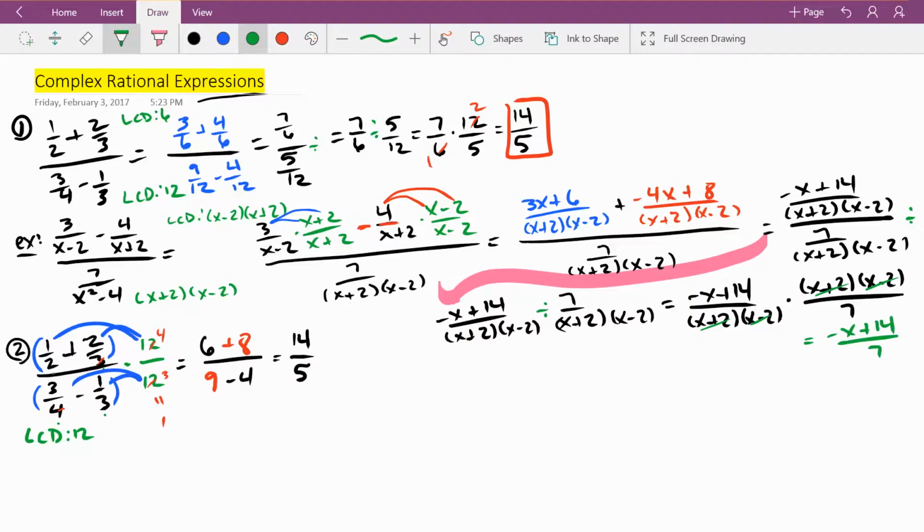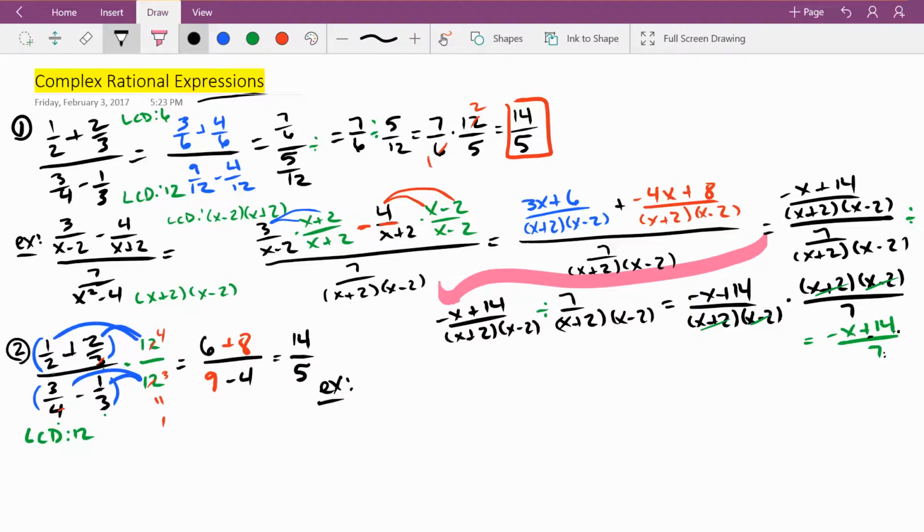That cannot be reduced. Remember, this is a plus. So negative x plus 14, I cannot cancel the 7 and 14 unless 7 would divide into everything, but x divided by 7 cannot be simplified. Therefore, 14 over 7 cannot be either. That's it, we're done. Whew, that was a lot of work.